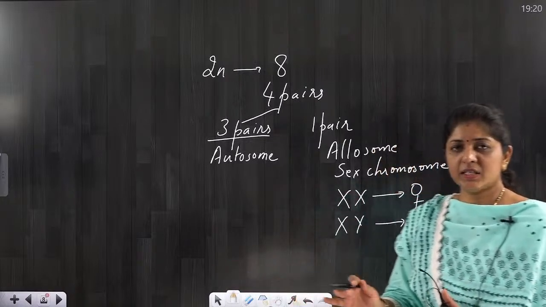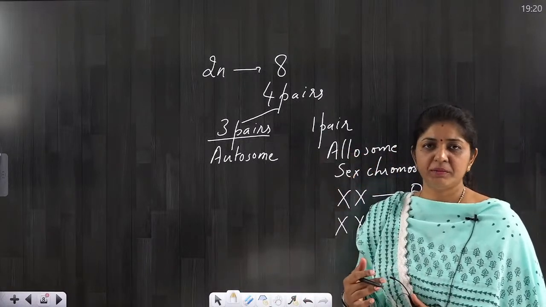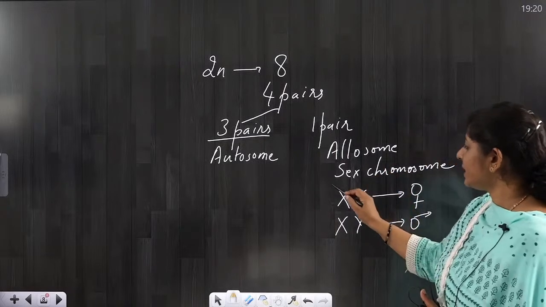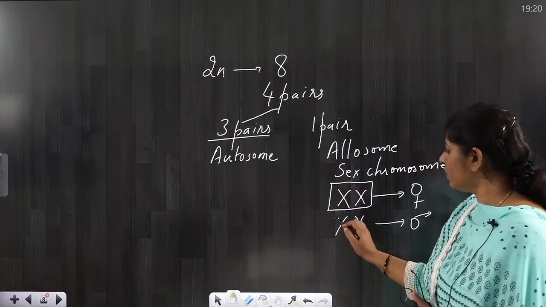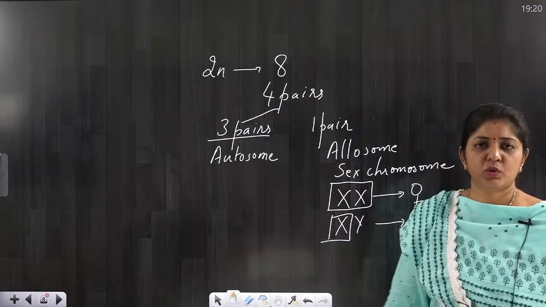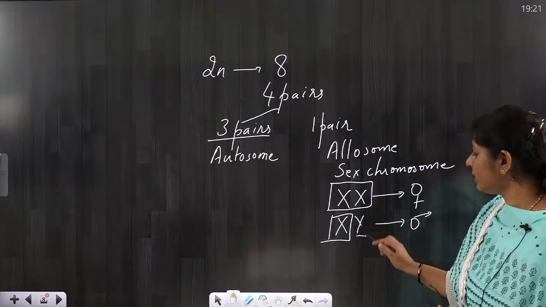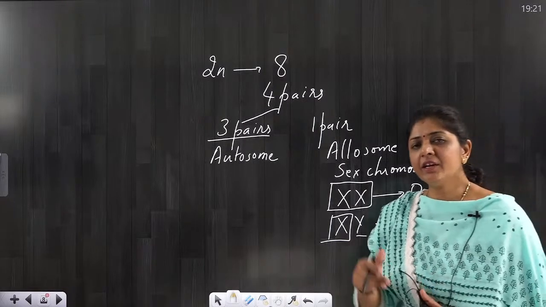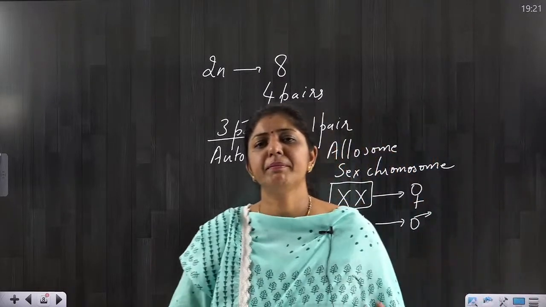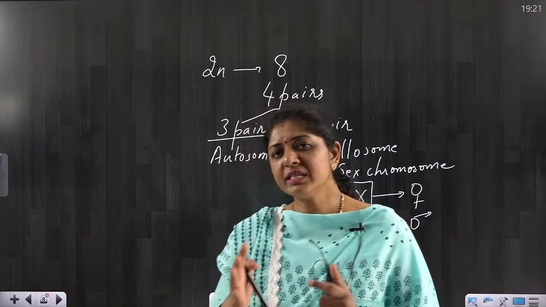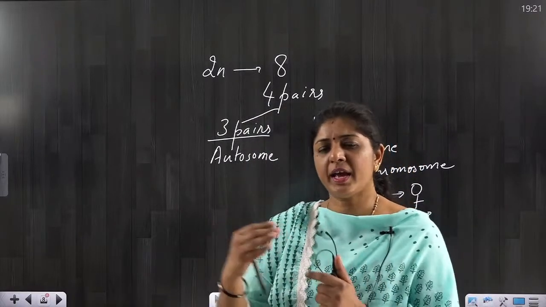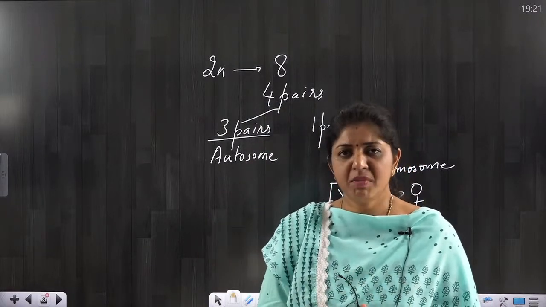So in the linkage and recombination part, we will discuss the genes which are present on the X chromosome. What genes are present on X will not be present on Y. We will take the Y chromosome just to say that it is a male Drosophila. Whatever is on X is going to express in the case of the male.